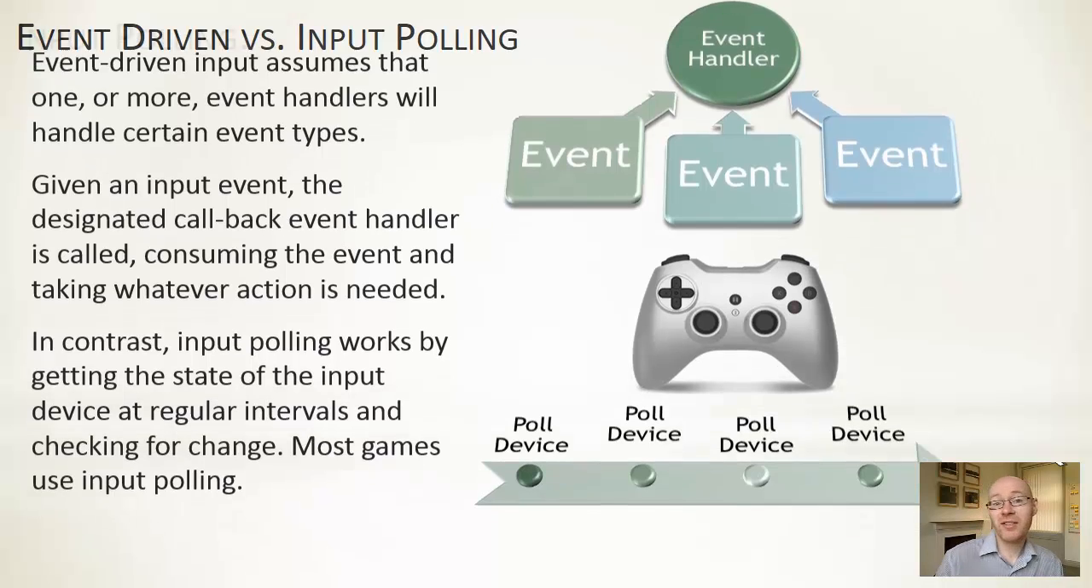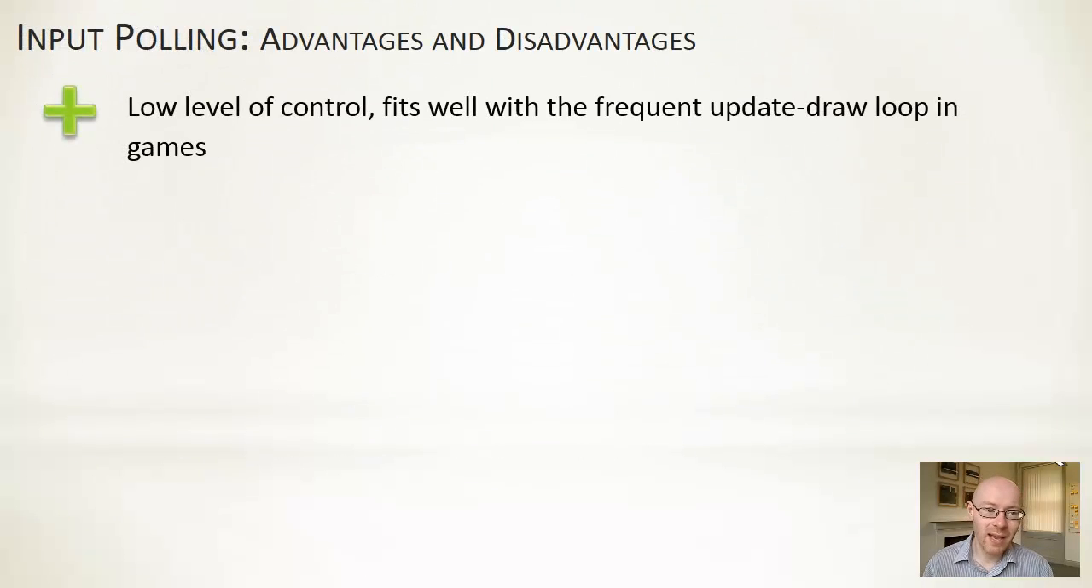In terms of advantages and disadvantages of this, input polling gives us a low level of control. We're doing this 40, 50 times a second. It fits in well with the update loop within the game, because we are frequently updating the world, and because the user's input is a key component to that, then we frequently want to be checking to see, do we have a change in input? So that maps on well to a polling mechanism.